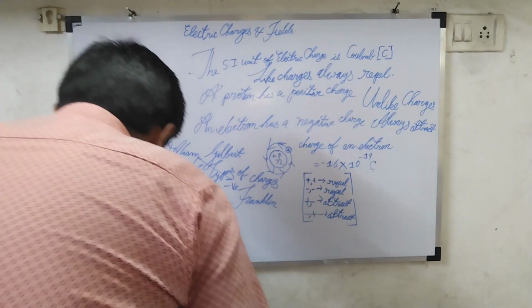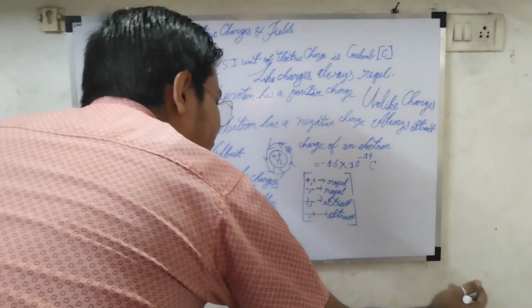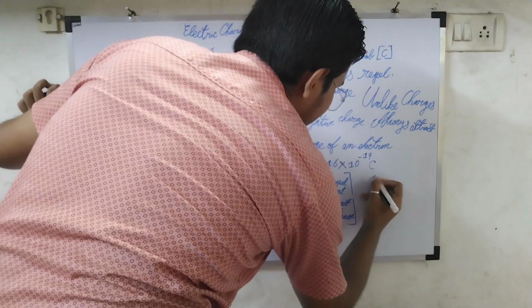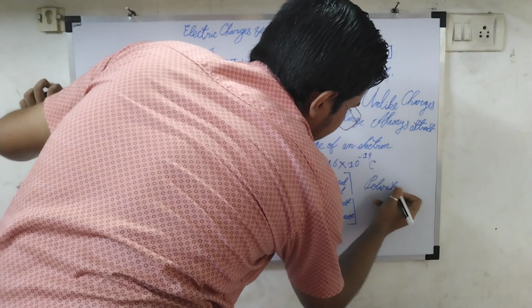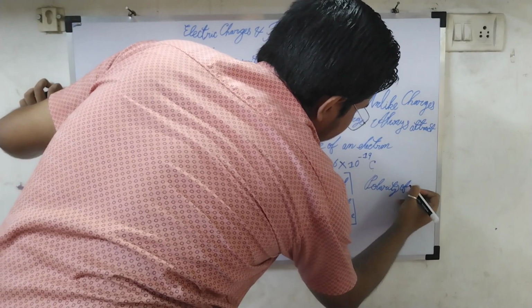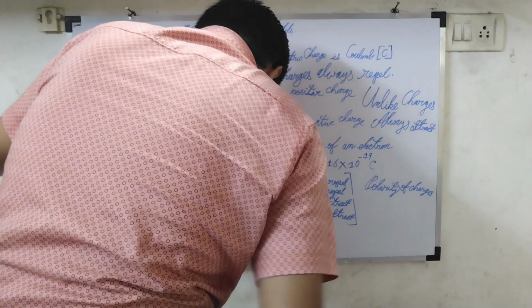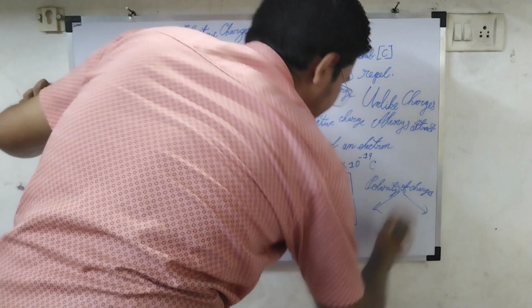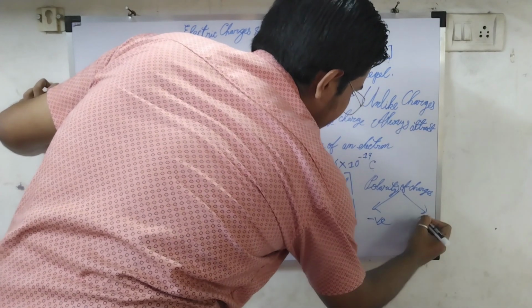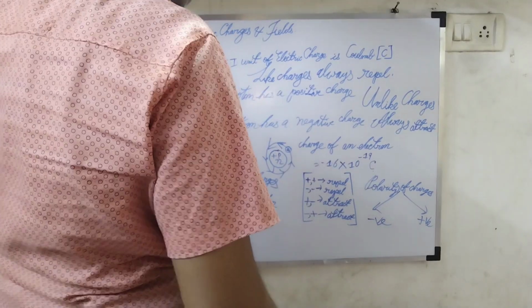So now, what differentiates the two kinds of charges? That is none other than polarity. Polarity of charges. What does it do? It differentiates the two kinds of charges, that is positive charge and negative charge.